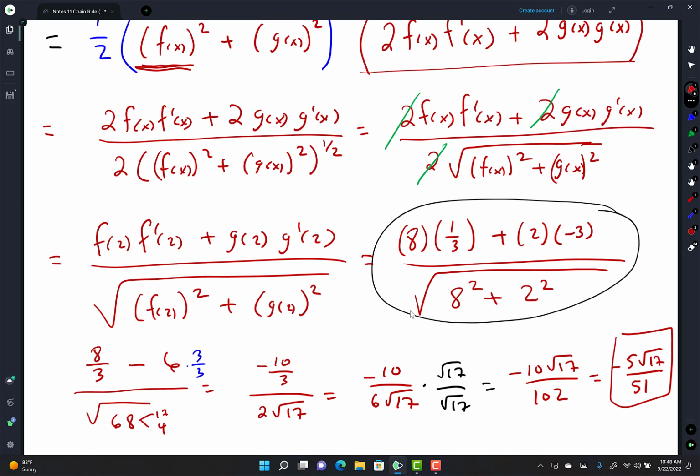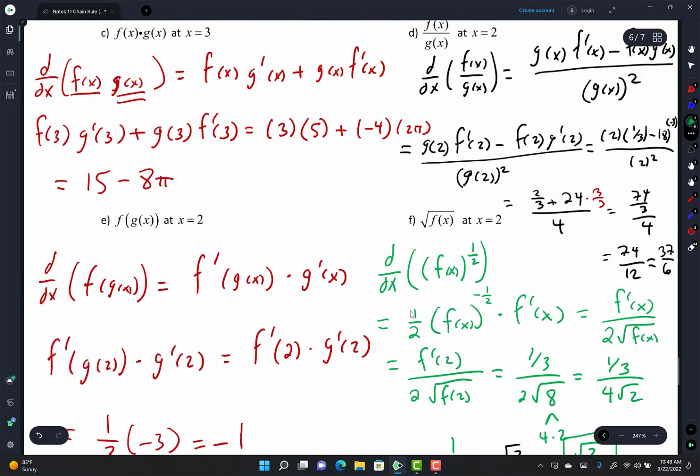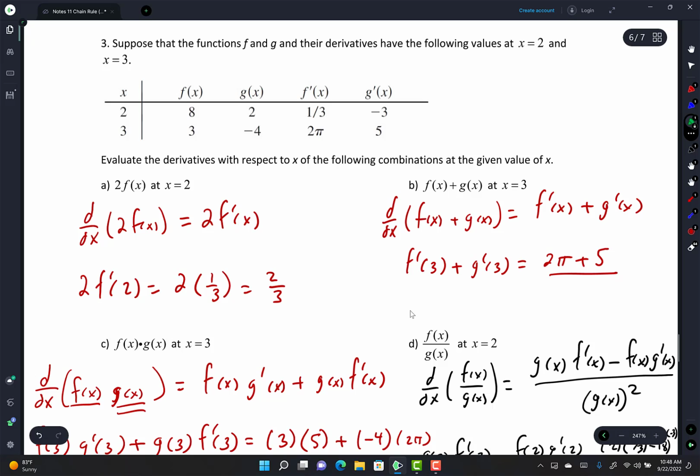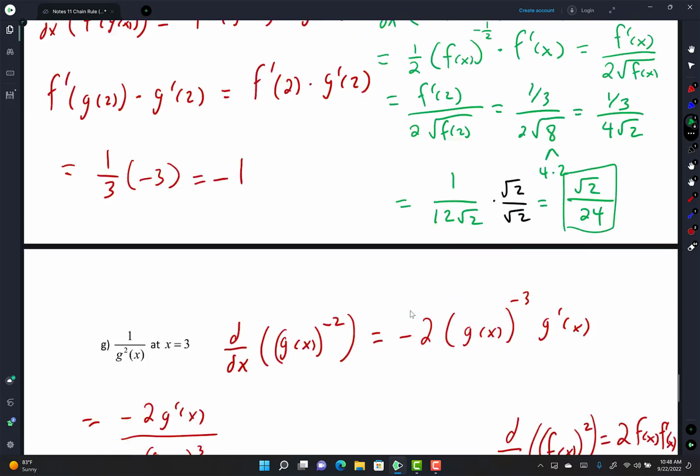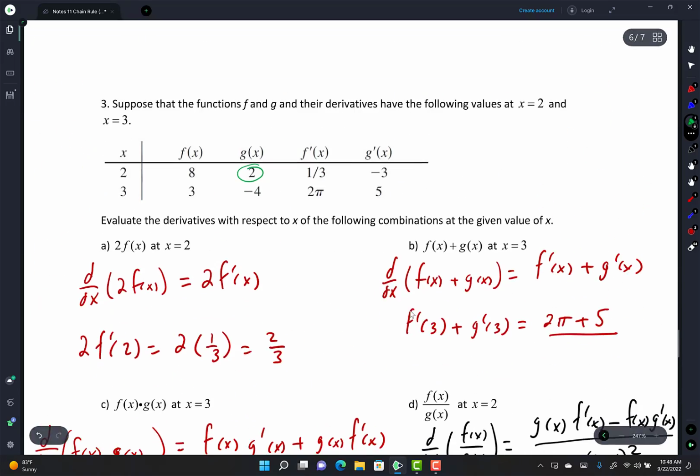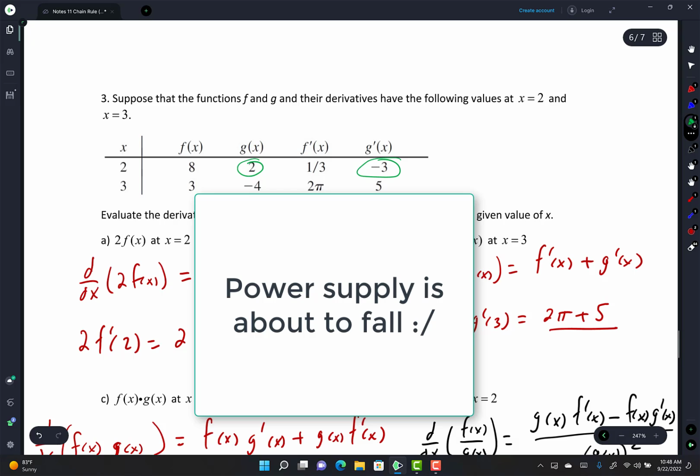Two times negative 3. That g of 2 was 2. G prime of 2 was negative 3. I'm just getting it from here. Unless I made a mistake, but g of 2, right? G of 2 was 2 and g prime, was it g prime of 2? Yeah, g prime of 2 was negative 3. So 2 times negative 3 is negative 6.